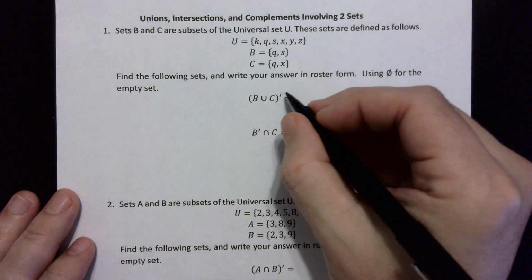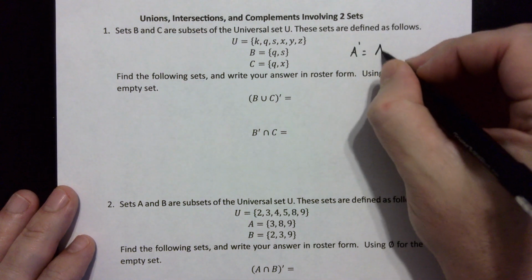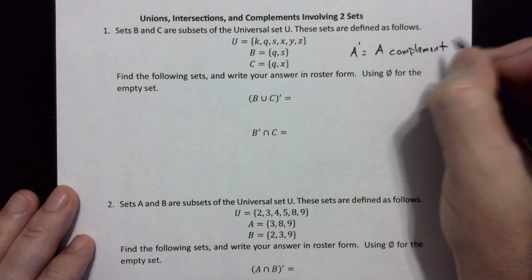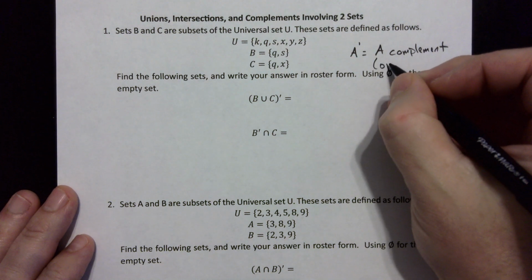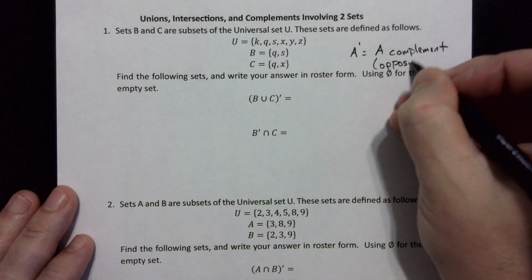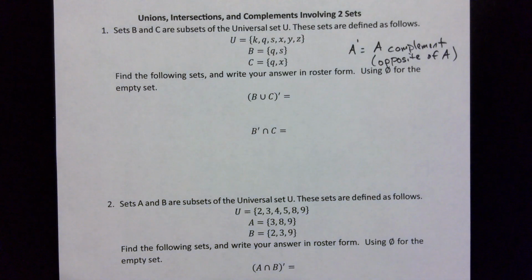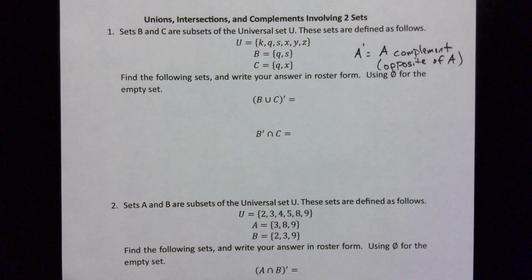Whenever you have that little tick mark up there, like on A, that means a complement. And that means basically the opposite of everything that was in A. That's what's going to be in A complement. So if you bring together A and A complement with a union, then you will have everything that's in the universal set. Whatever is not in A is in A complement.